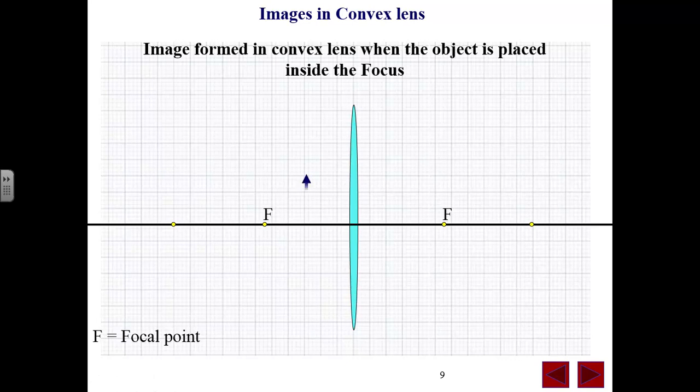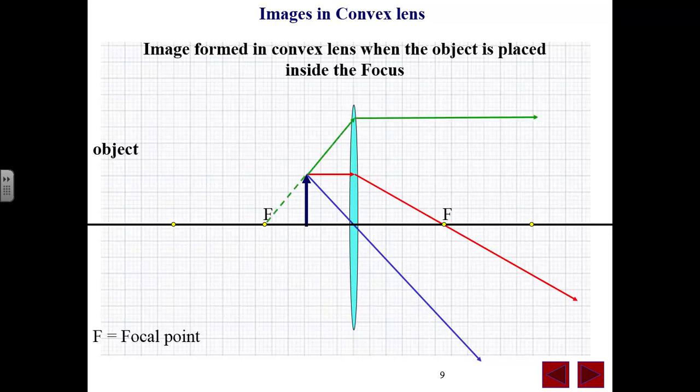And let's put the object inside the focal point for the converging lens. So there's through the exact center of the lens. There's parallel and refracted through the focal point.